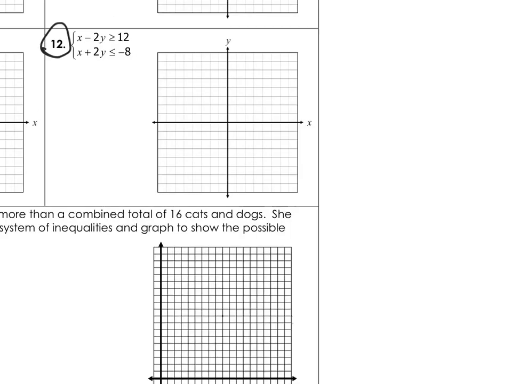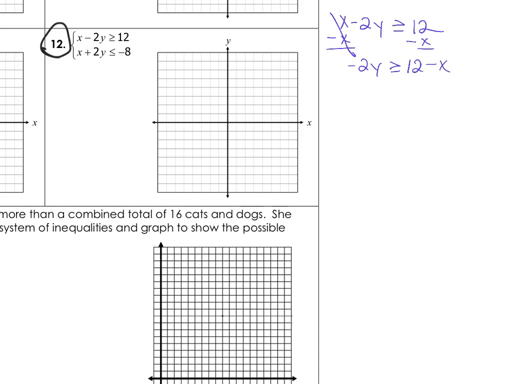So what I'm doing first is I just zoomed in a little bit, and I am going to properly rewrite the first equation to the right because it's not set equal to y. Now, these steps should be familiar, but I am going to take you through them again. I'm going to subtract x from both sides. I end up with negative 2y is greater than or equal to 12 minus x.